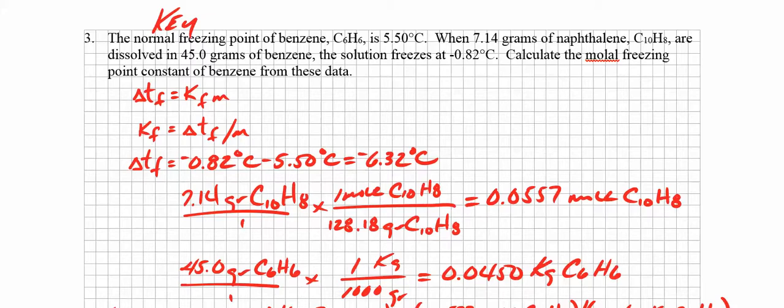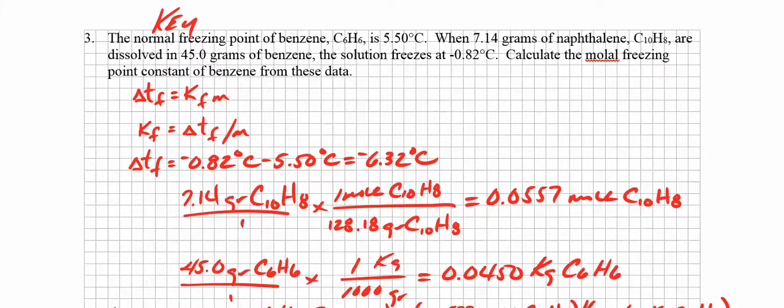And so here we go. Number 3 says the normal freezing point of benzene, that's C6H6, is 5.50 degrees Celsius. When 7.14 grams of naphthalene, that's C10H8, are dissolved in 45 grams of benzene, the solution freezes at negative 0.82 degrees Celsius. We're to calculate the molal freezing point constant for benzene from this data.